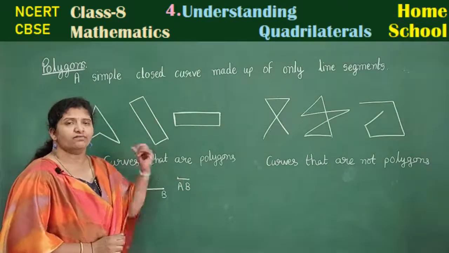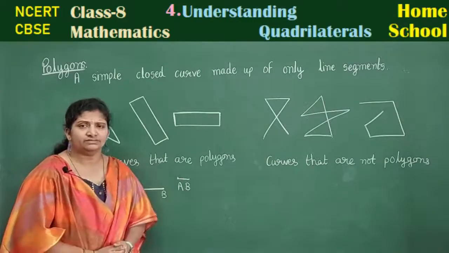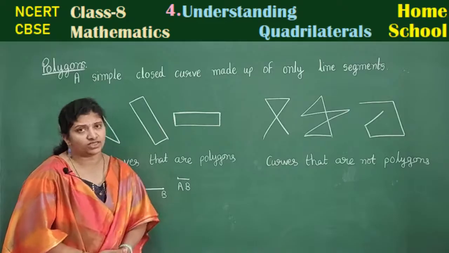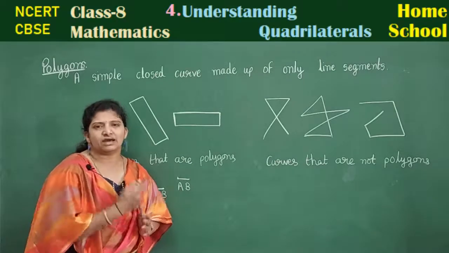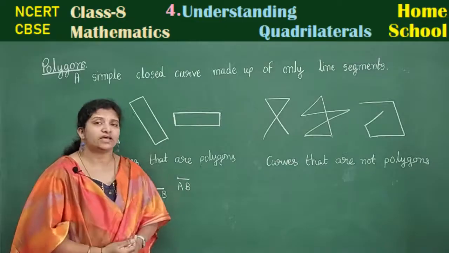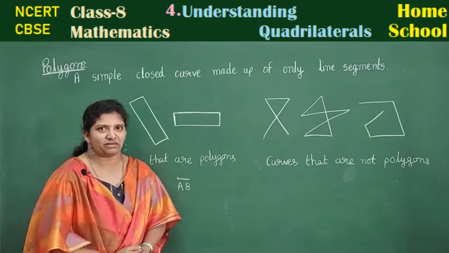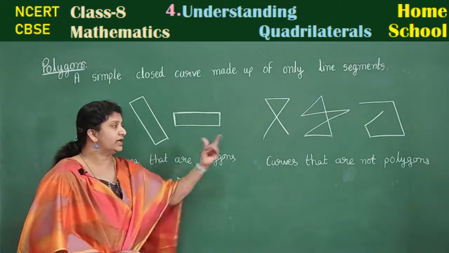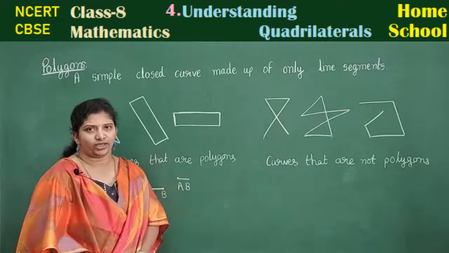Okay. Now what is this closed curve? You have seen now simple curve, open curve, closed curve, all this we have seen. These are the simple closed curves. These closed curves are formed by line segments. And you can see here curves that are polygons, curves that are not polygons.